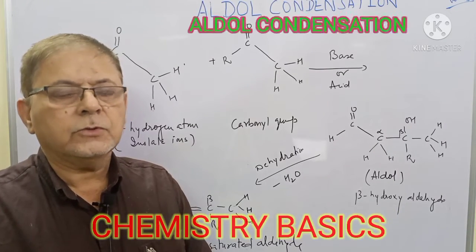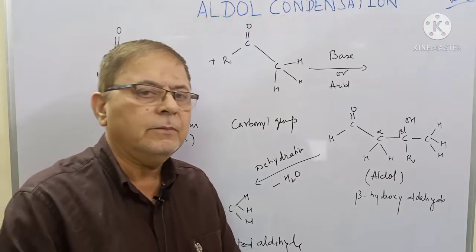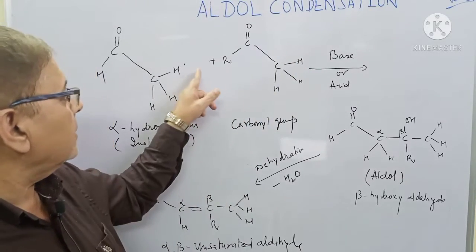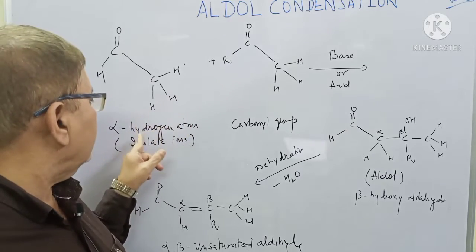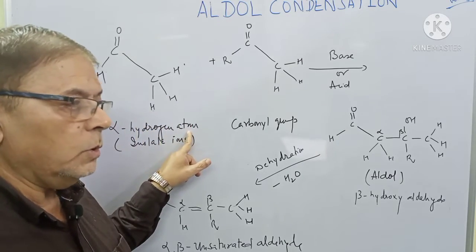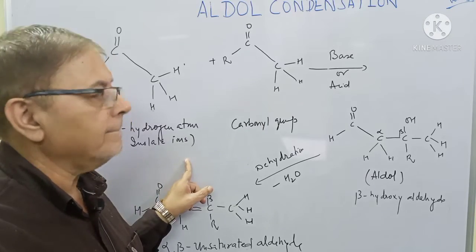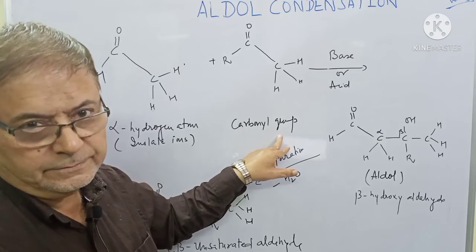Chemistry basic videos. Today we'll be doing aldol condensation, a name reaction. Now aldol condensation, what is it? It is a reaction between a compound having an alpha hydrogen atom, which in the presence of a base will form an enolate ion, and another compound having a carbonyl group.